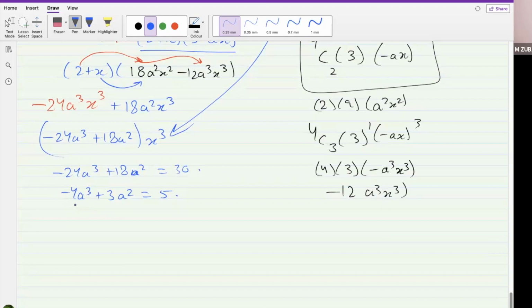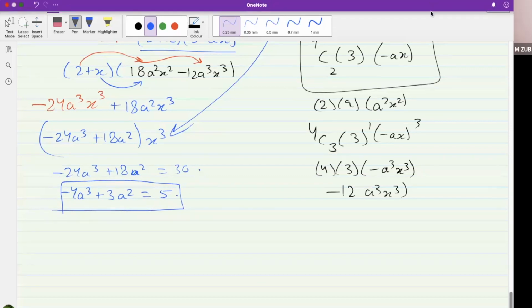And then we solve this to find the value of a. How will we do this?